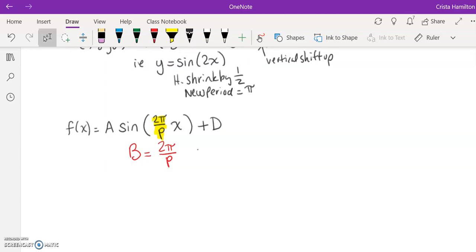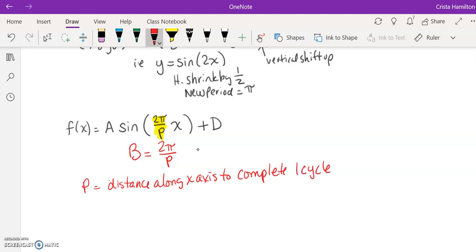Let's remind ourselves that the period is equal to the distance along the x-axis to complete one cycle, or to complete one revolution. So in your head, every time I say cycle, I'm really talking about one revolution around the circle. Now, when we first started trig functions, the period of the trig function was 2 pi radians to complete one cycle of the graph.